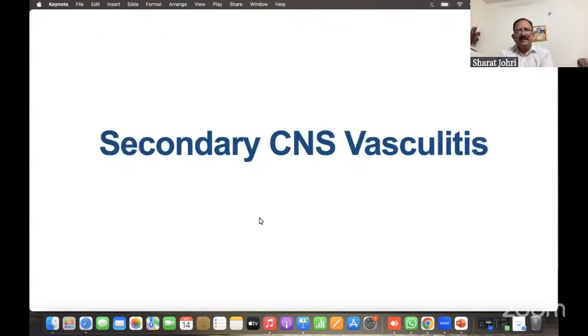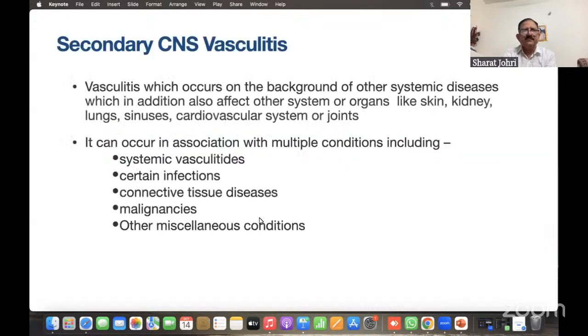Now, this is about primary CNS vasculitis, which we have covered in detail, but a little bit about secondary CNS vasculitis also, because brain vasculitis can occur in other diseases also. So secondary CNS vasculitis occurs in the background of other systemic diseases, which in addition to the brain also affect other systems and organs like skin, kidney, lungs, sinuses, cardiovascular system, or joints. So it can occur associated with multiple conditions, including systemic vasculitis, certain infections, connective tissue diseases, certain malignancies, and other miscellaneous conditions.